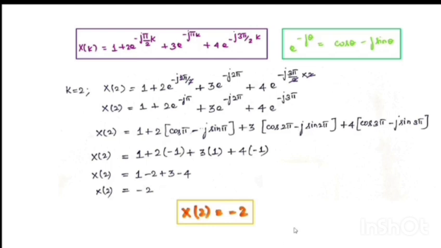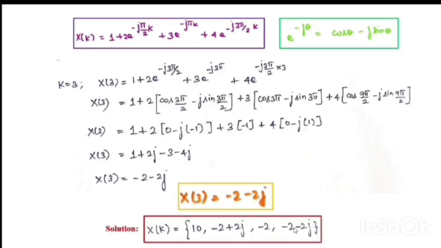Now we have calculated the value for k equal to 2. Next we are going to calculate for k equal to 3. Here I am going to substitute 3 in the place of k. So 1 plus 2 e power minus j 3 pi by 2 plus 3 e power minus j 3 pi plus 4 e power minus j 3 pi by 2 into 3. So here it will become nothing but 9 pi by 2.